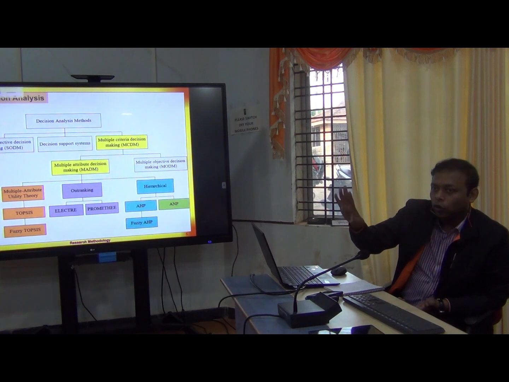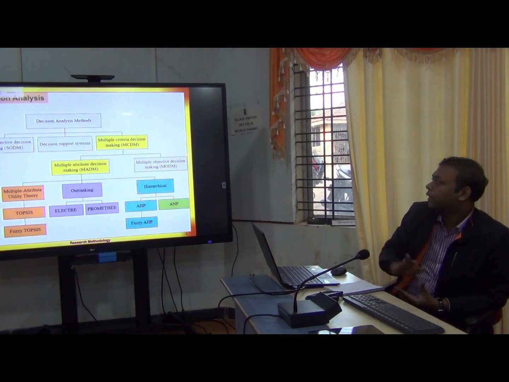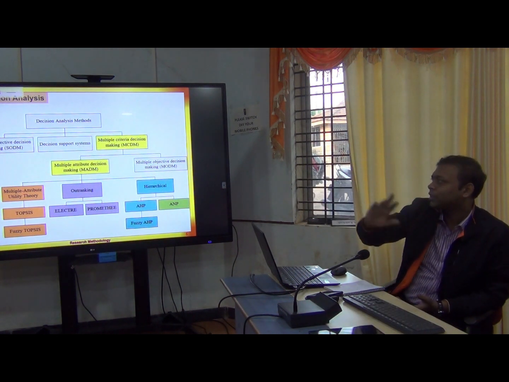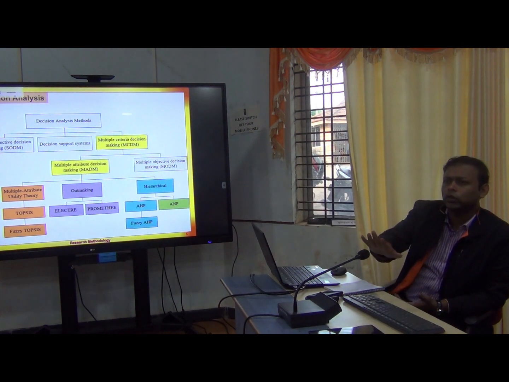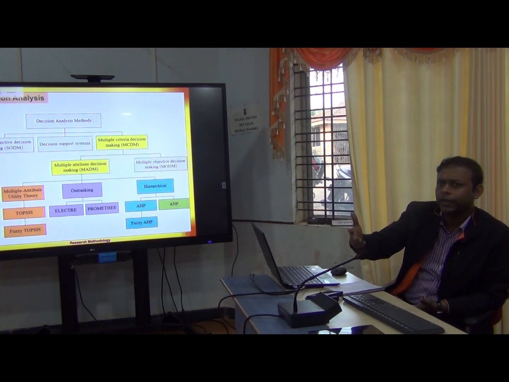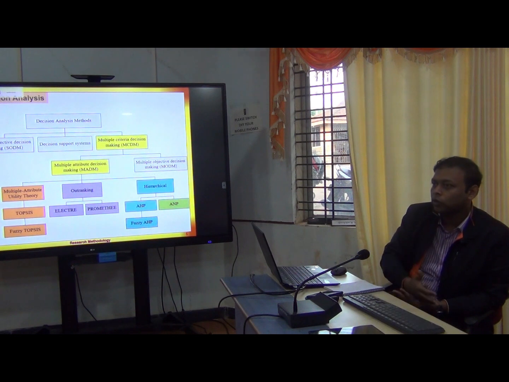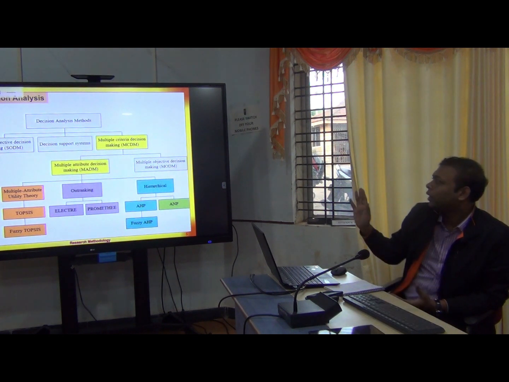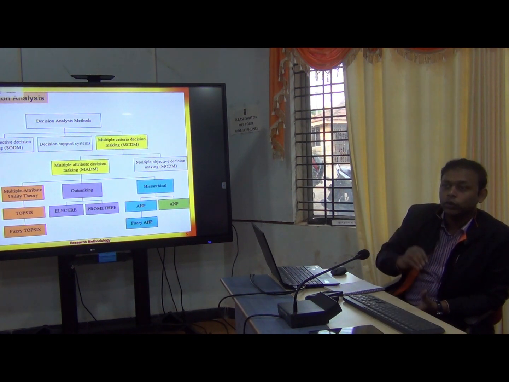So basically this whole subject area falls under the topic which we call decision analysis methods. Under decision analysis methods, one is the single objective decision method. Those you basically follow in your research, like the Garrett ranking, rating of the problem constraints and all those things that fall under that particular area. Next two are the decision support system and multi-criteria decision making, which today we will deal with.